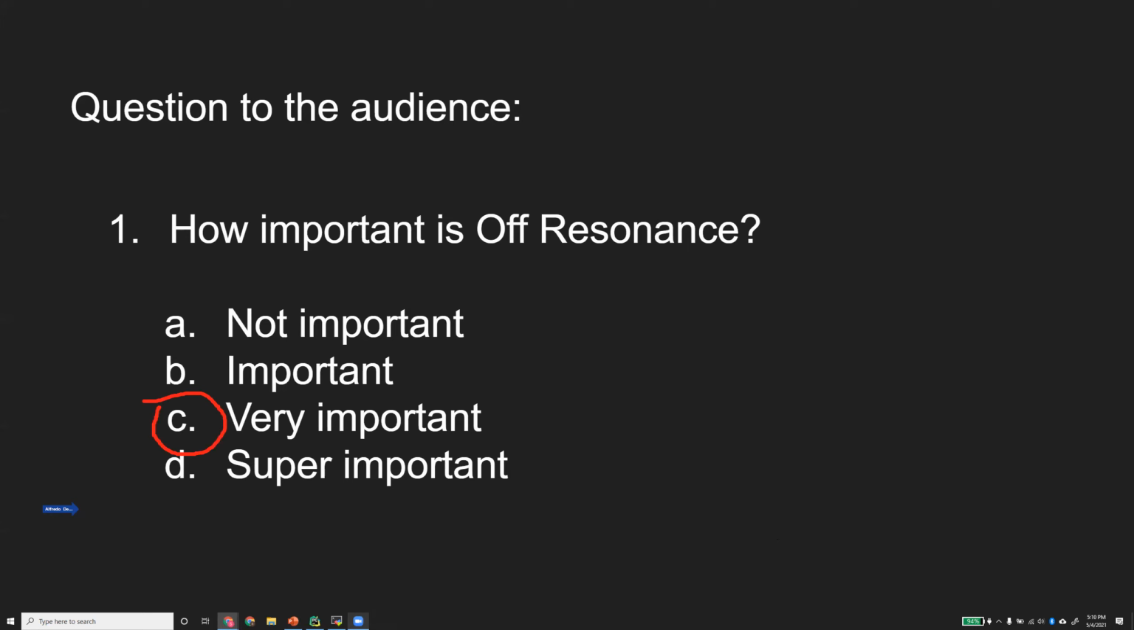Once Mickey said it's very important, I said, oh, I want to work on this. And a couple of lectures later, he said something else was super important, and I got a bit disappointed. It's only very important, but I'm glad it's at least very important.